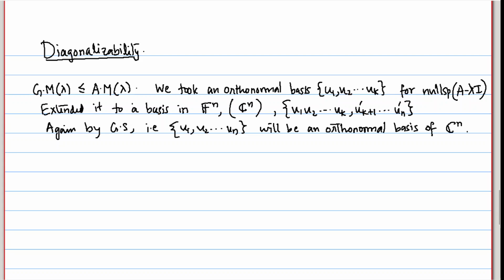Now consider the matrix P whose first column is u1, second column is u2, and so on, and the last column is un. This is an n by n matrix. Since the columns of P are linearly independent, it has full rank, hence P is invertible.